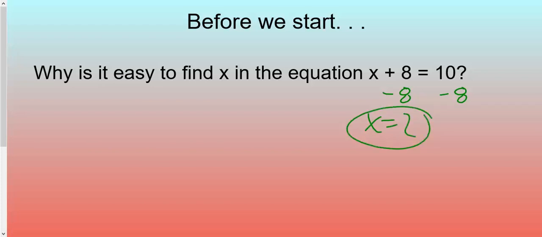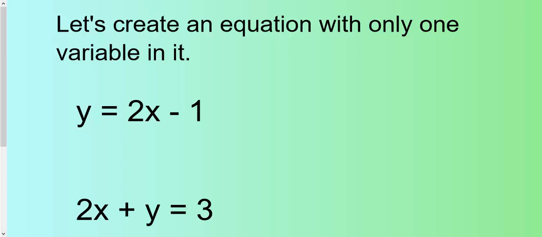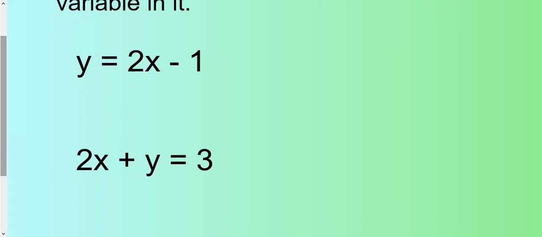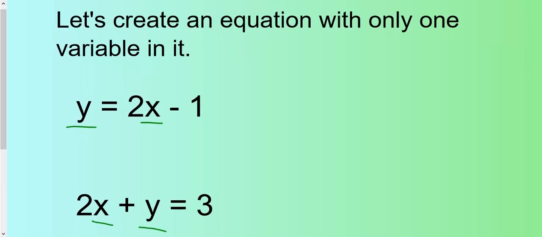There's only one variable. The problem with what we're doing right now is we have two variables. We have y and an x. We can't get one of the numbers by itself. So what we're going to do is we're going to create an equation with only one variable in it. We're going to be using this thing called substitution.